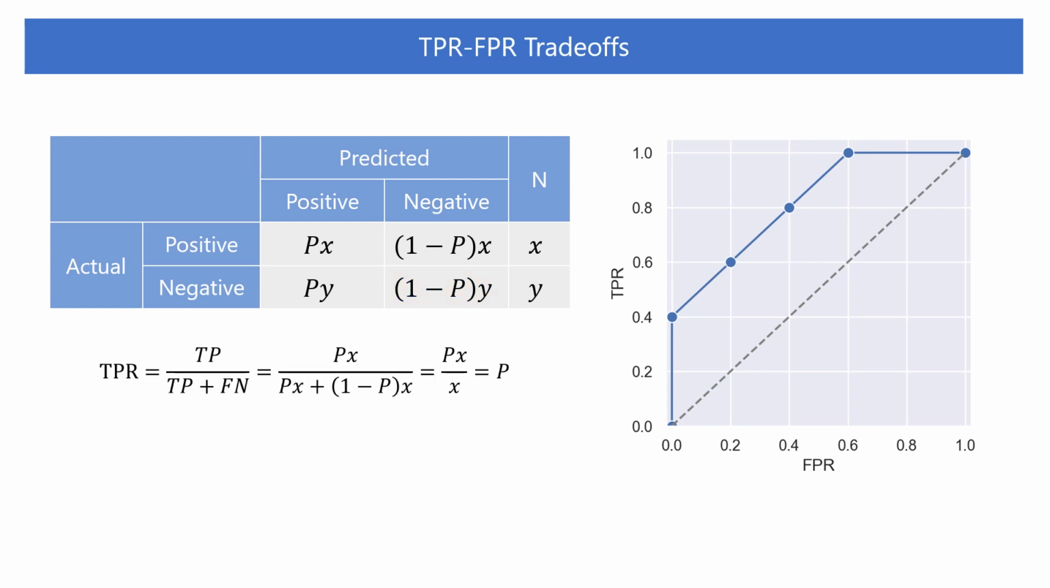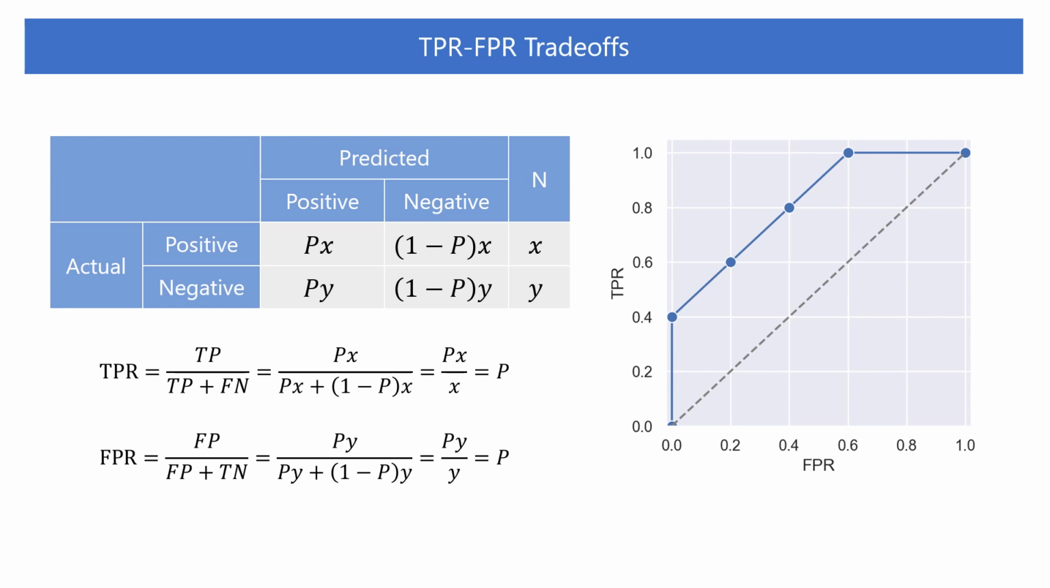Based on this information, we can compute the true positive rate, which is P. Similarly, we can compute the false positive rate, which is also P. That is, TPR and FPR are equal in a random prediction. Also, their values are P, meaning that the TPR and FPR are equal to the probability of making a positive decision in a random prediction. It also means that the higher the probability that a random prediction model produces a positive decision, the higher the TPR and FPR will also be.